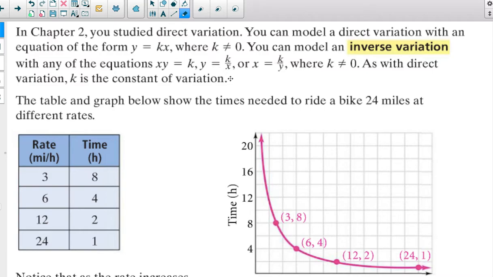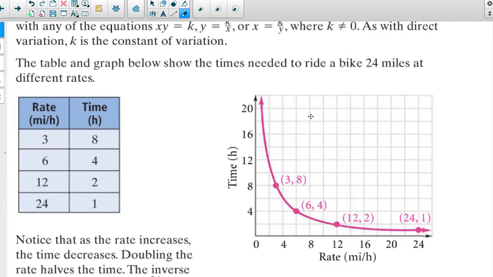The x is in the denominator, so that's how we know it's the inverse. Again, k cannot equal 0. k is still a constant of variation, but now instead of creating a line, it's going to create this sort of graph, right? The inverse graph, sorry, not exponential.